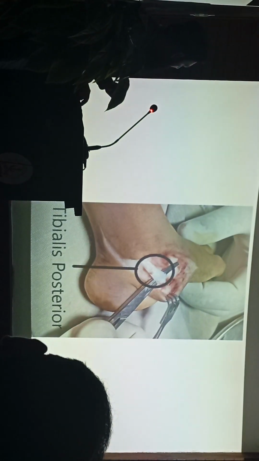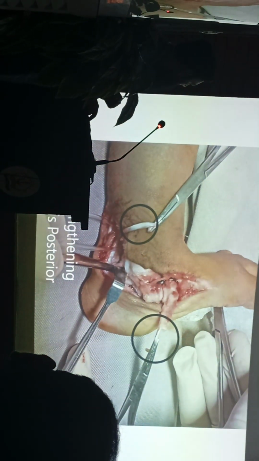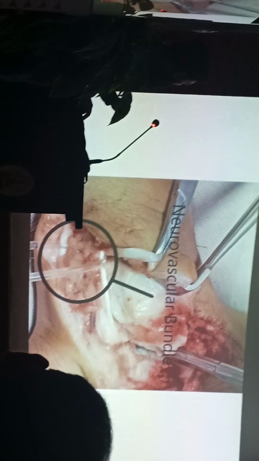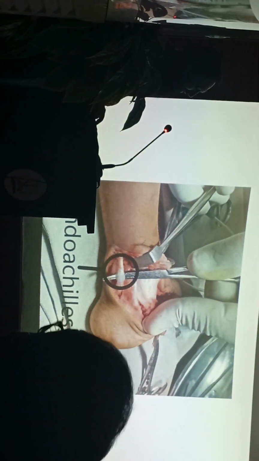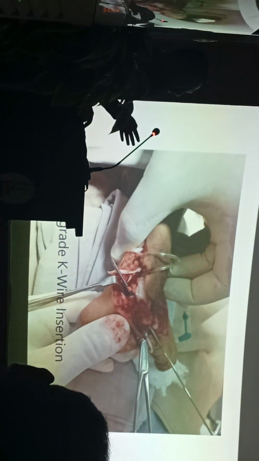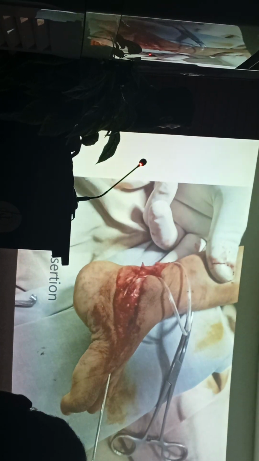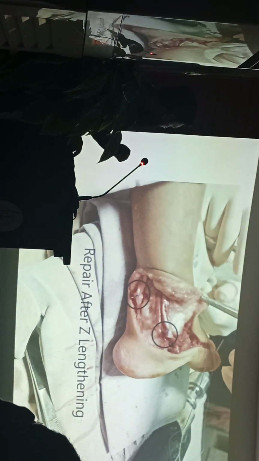Posteromedial incision. The tibialis posterior tendon is identified and Z lengthening of this tendon is done. Then the talonavicular joint is identified, and the neurovascular bundle is identified. The tendo Achilles is identified and lengthening of the tendo Achilles is done. The talonavicular joint is dissected, and then a retrograde wire is inserted, then this wire is advanced antegrade. This wire comes out through the first metatarsal. All tendons are stitched and repaired.